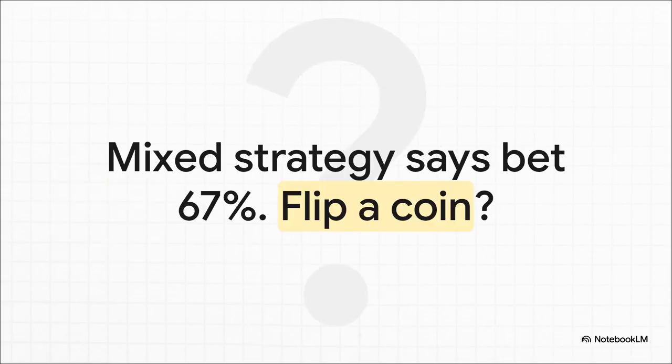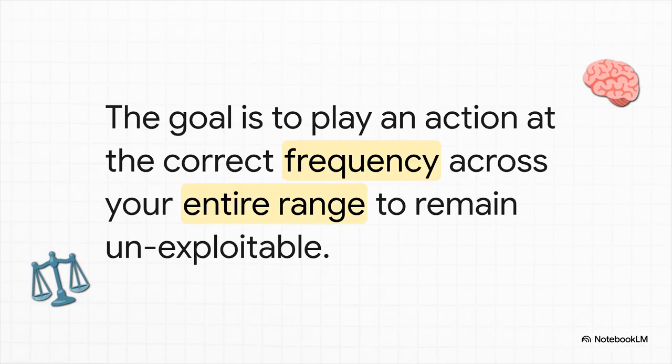And that leads us to probably the single biggest point of confusion for anyone new to solvers. You see a hand that says you should bet it 2/3 of the time, but check it 1/3 of the time. So what, are you supposed to roll a dice at the table? The answer is a huge no.